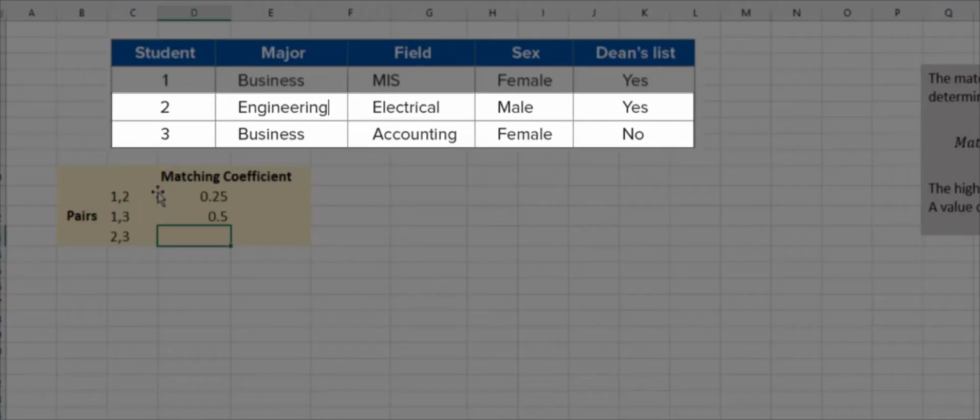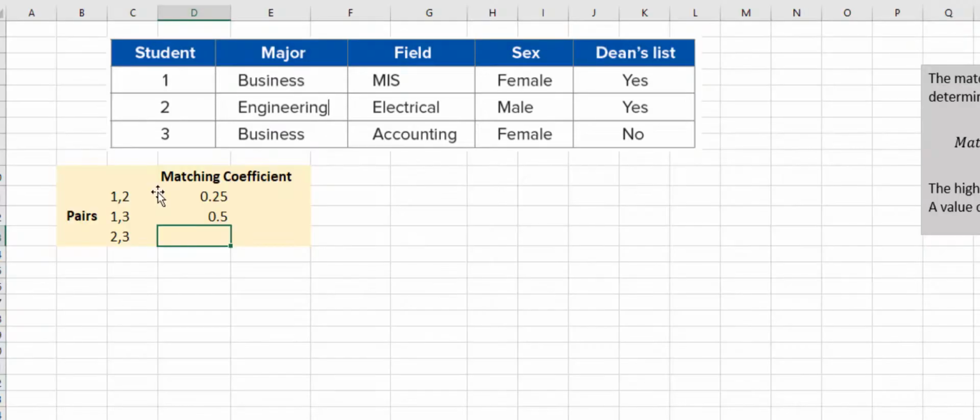And between students 2 and 3, major, engineering, business, not a match. Electrical, accounting, not a match. Male, female, not a match. Yes, no, not a match. So we have 0 over 4, 0 matching outcomes. Based on the matching coefficient for these 3 students, students 1 and 3 are the most similar to each other, whereas students 2 and 3 are the most dissimilar. So this is how we calculate the matching coefficient for categorical variables.